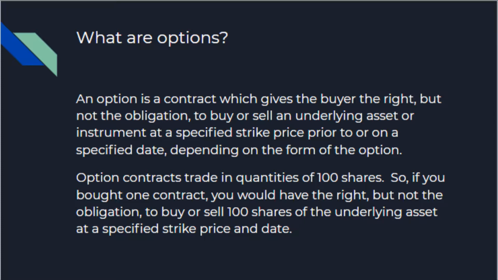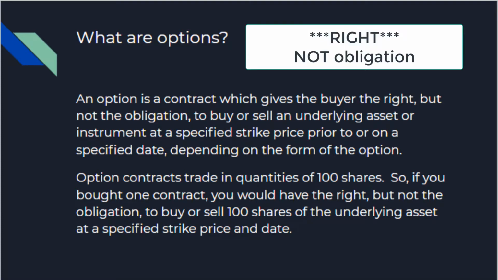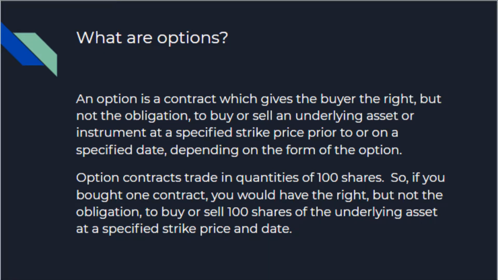Now, I know that's long. Basically, we're going to be talking about stock options. So the underlying asset is going to be a specific stock. And so if you're a buyer of either of these options, it's going to give you the right to buy or sell that stock at a specified strike price and on or by a specific date.